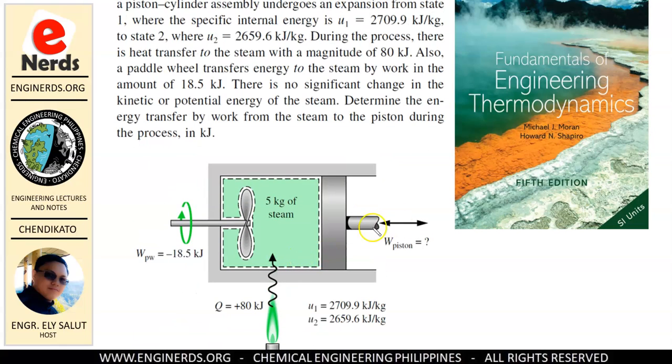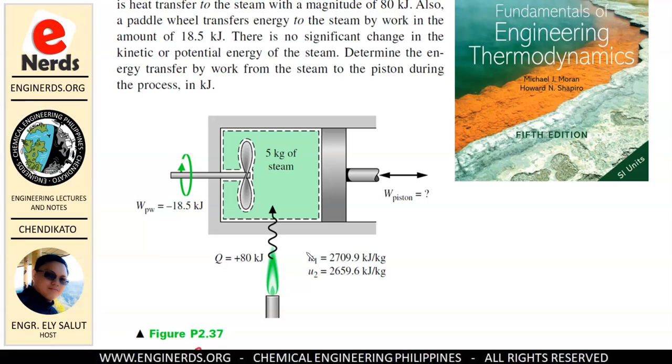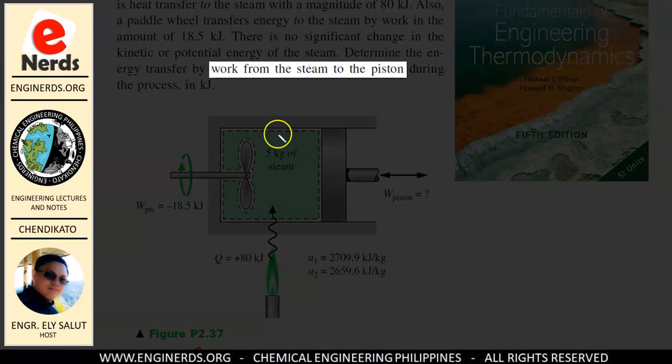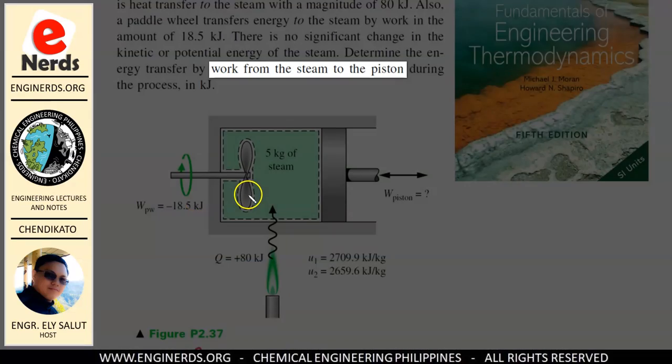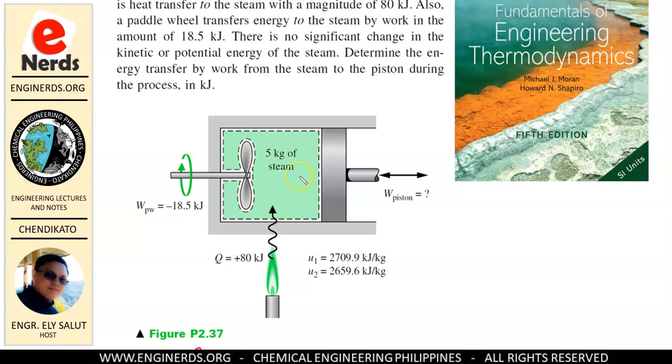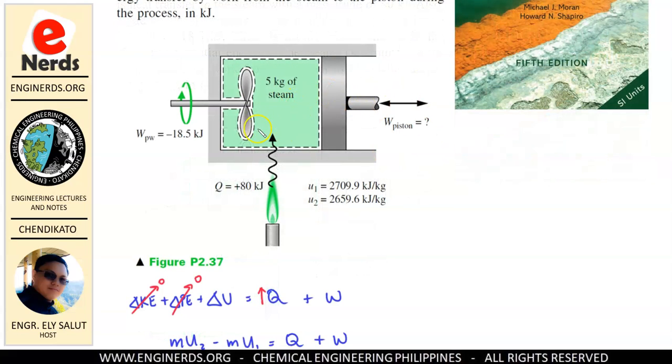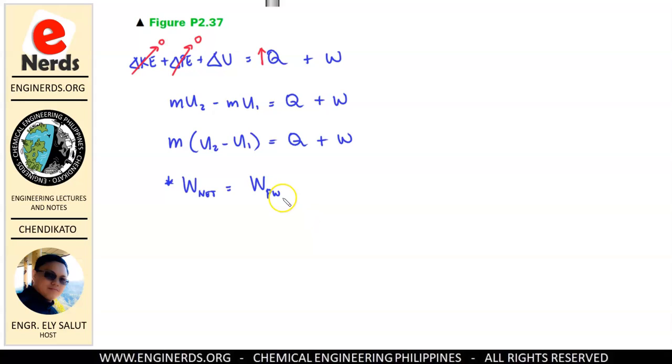How about from the piston? Well, if we look at our question, it is clearly mentioned here that the energy transfer in the form of work is from the steam to the piston. Therefore, the flow of energy is from the system to the surrounding. In this case, our steam is expanding, and that is causing our piston to move from one point to another. So the work will be done by our system. Since it is our system, our steam, that is producing work to the surrounding, its sign should be negative. So, we have negative work on the piston.